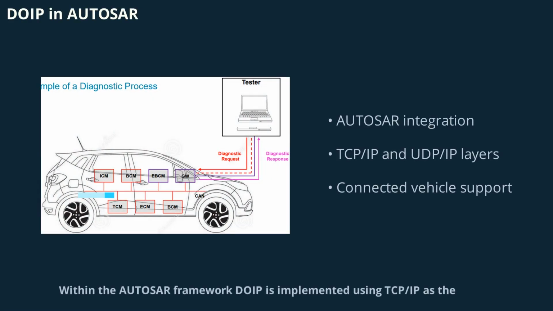Within the AUTOSAR framework, DOIP is implemented using TCP/IP as the transport layer and UDP/IP as the network layer. This approach leverages widely used networking standards, enabling seamless integration with existing IT infrastructure. As a result, automotive diagnostics can benefit from the reliability, scalability, and security features of modern network technologies, paving the way for advanced connected vehicle services.